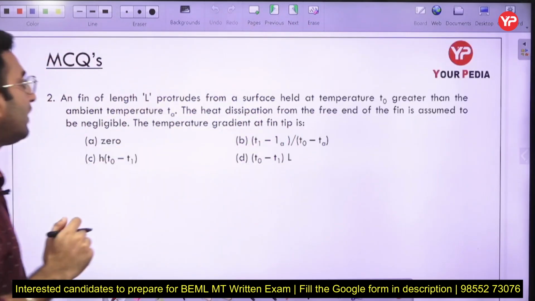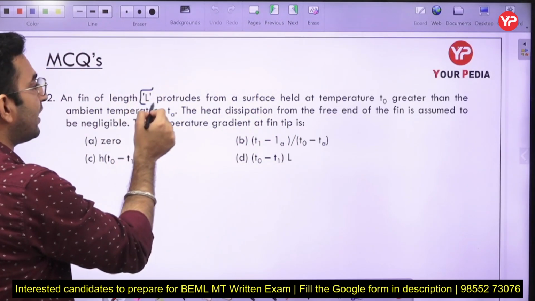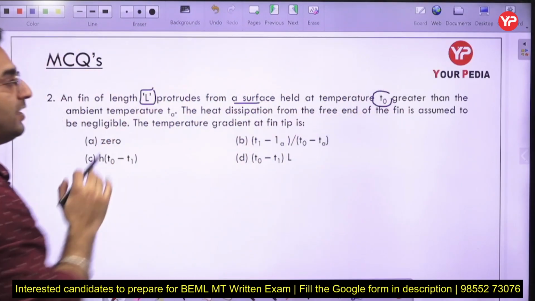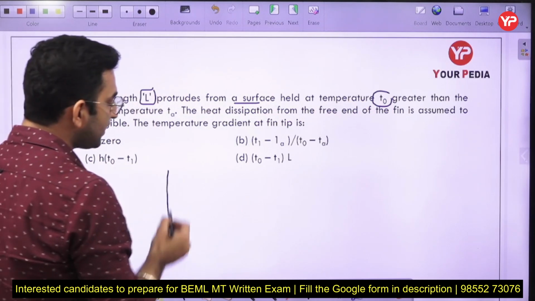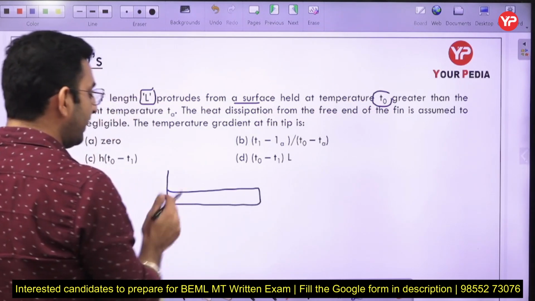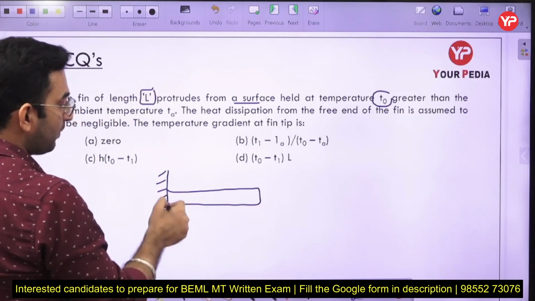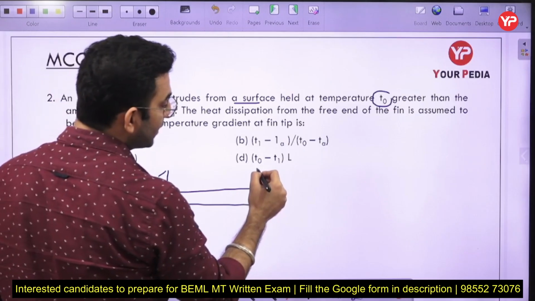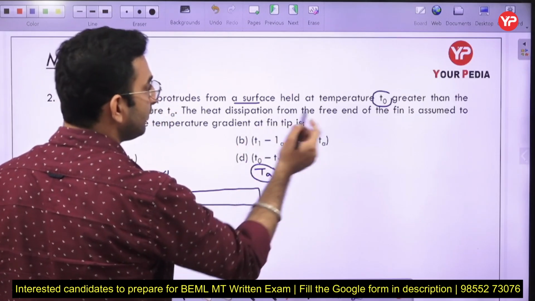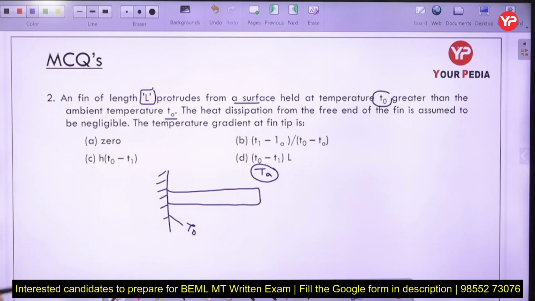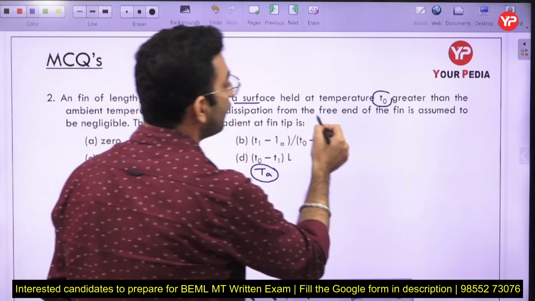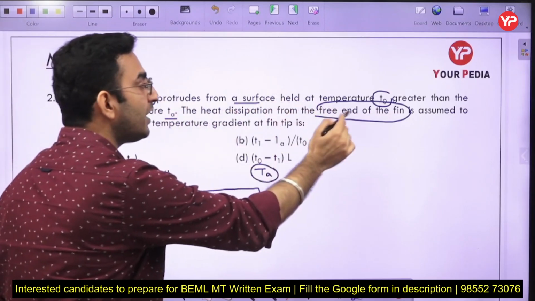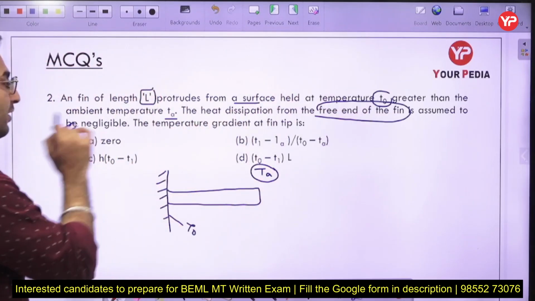In the second question, what is given? A fin of length L protrudes from a surface held at a temperature T0, greater than the ambient temperature TA. Let us say the fin is connected to a plate. On the plate, or the root side, the temperature is T0, and the surrounding temperature is TA. Now, the heat dissipation from the free end of the fin is assumed to be negligible.